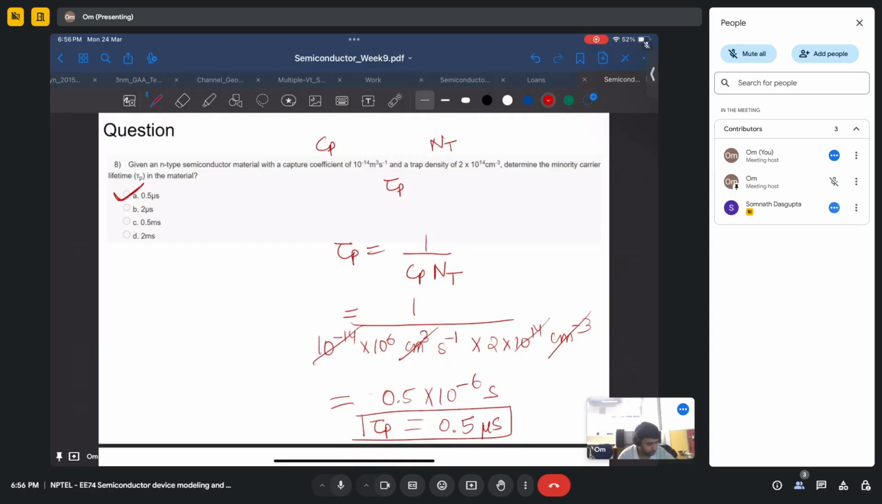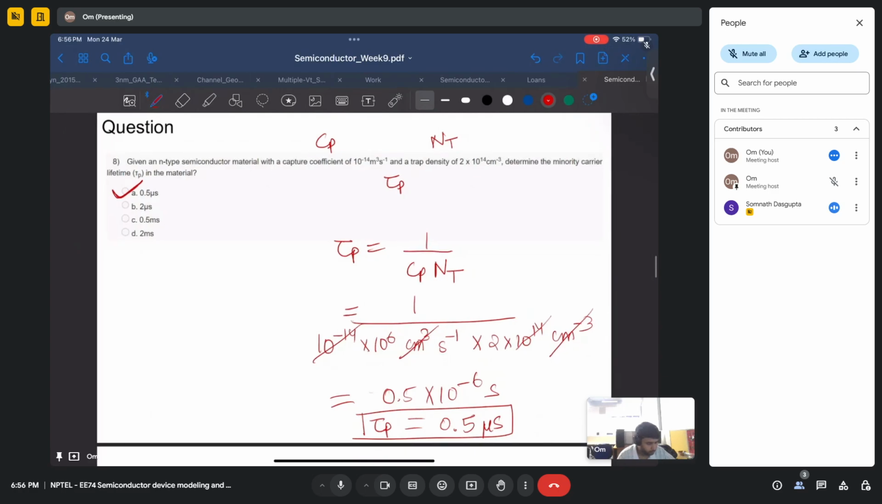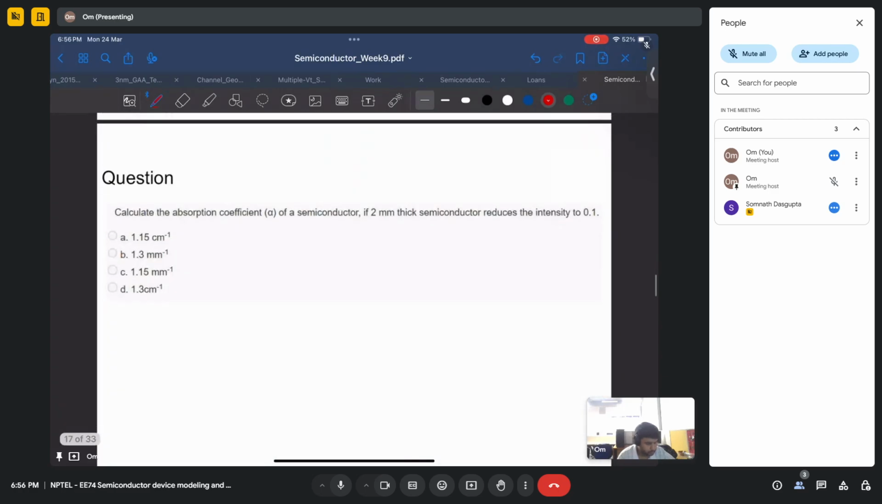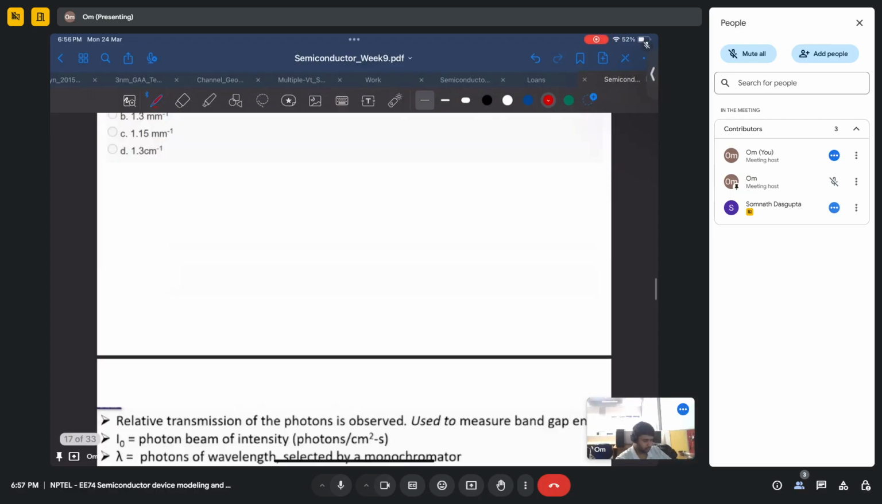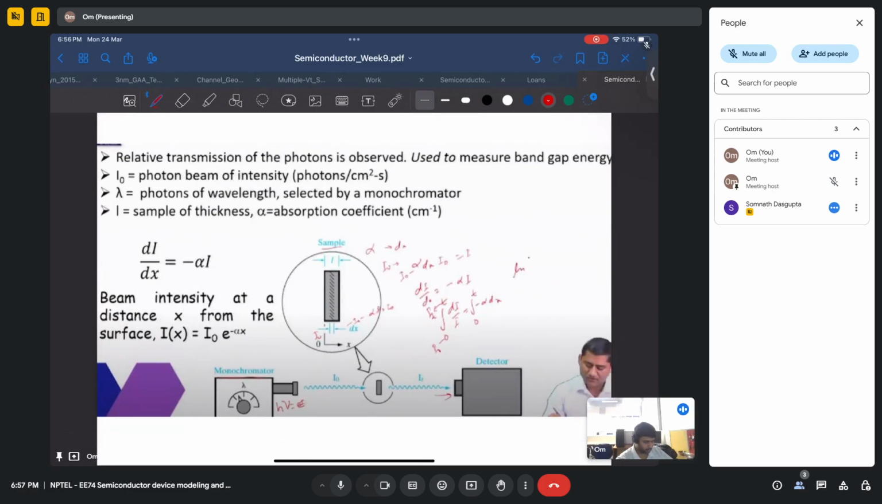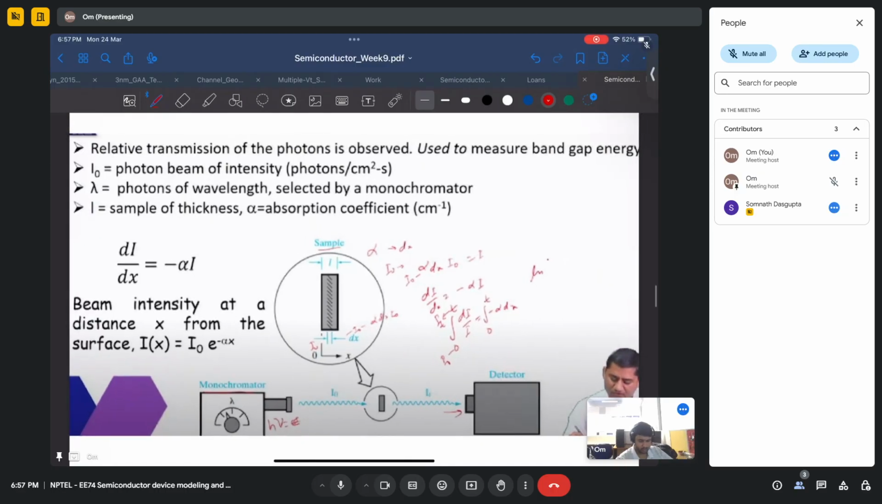All right. Okay. So let's see the next question. Calculate the absorption coefficient alpha of a semiconductor if a 2 millimeter thick semiconductor reduces the intensity to 0.1. Okay, so this question is actually based on how we physically characterize the recombination or generation. This is given in the lectures, I think in the second lecture of this week.